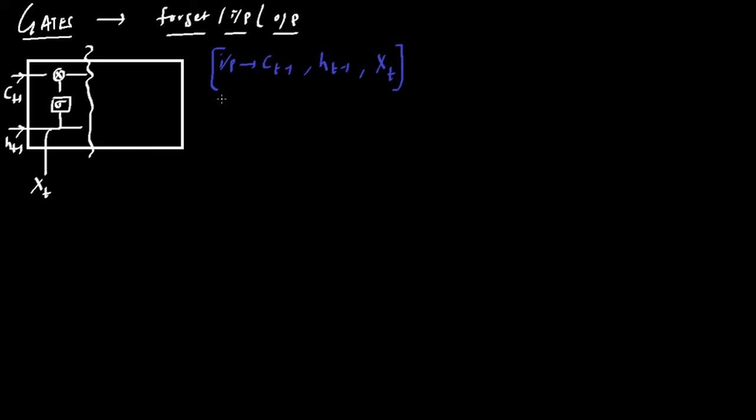And what will be the output here? The output of the forget gate is nothing but the cell state, CT. And this is basically removing some of the words that are not important, removing non-important words. If my handwriting is not visible, try to focus on my wording. What I'm saying is, remove non-important words.